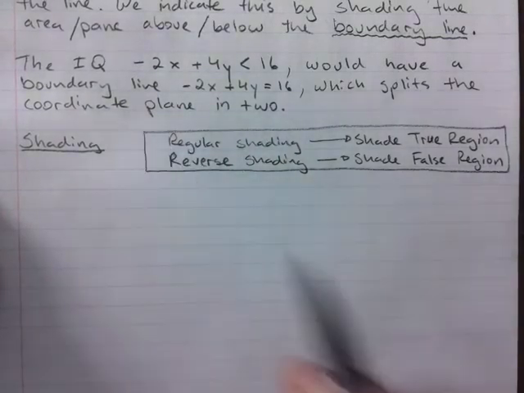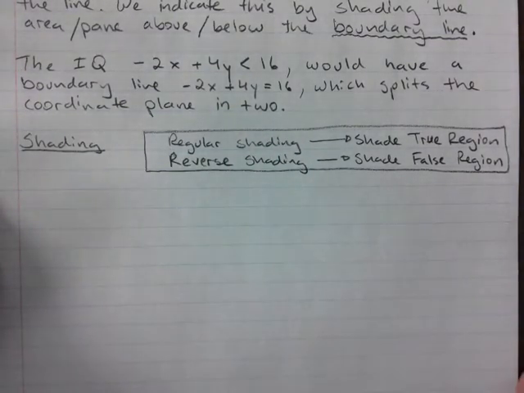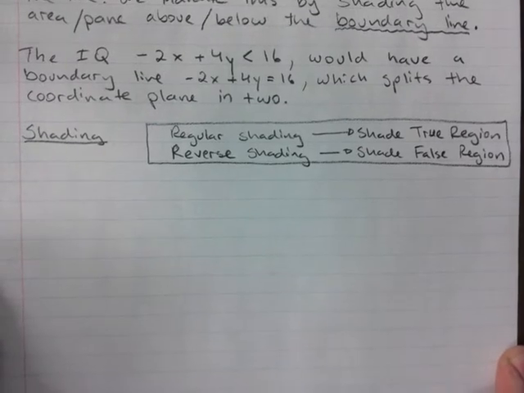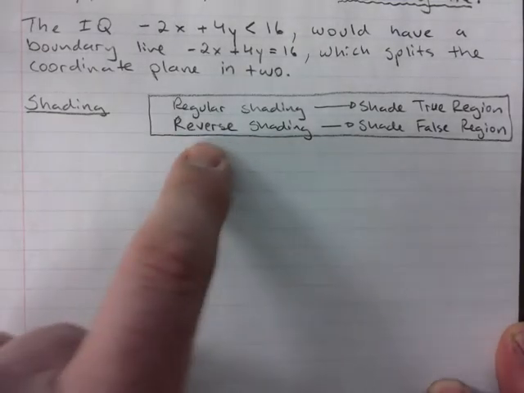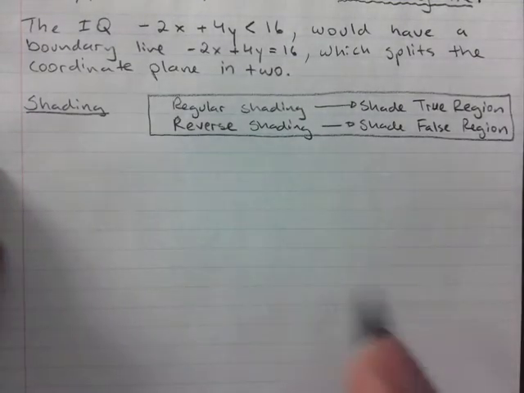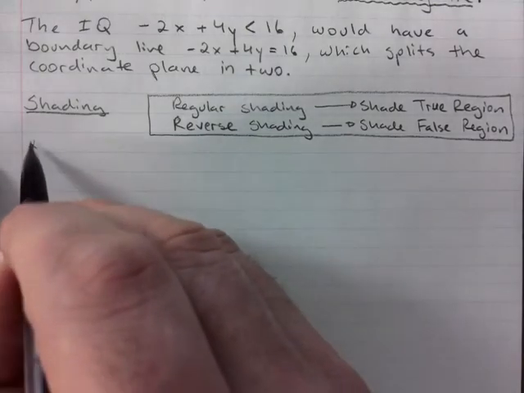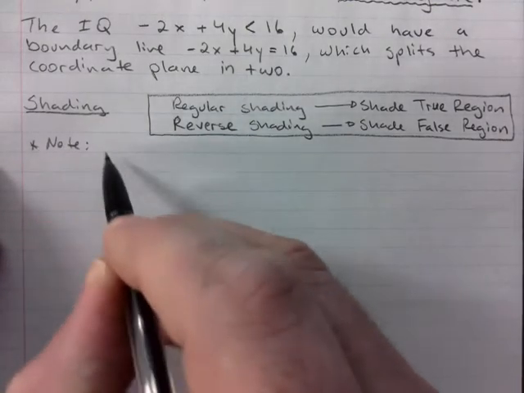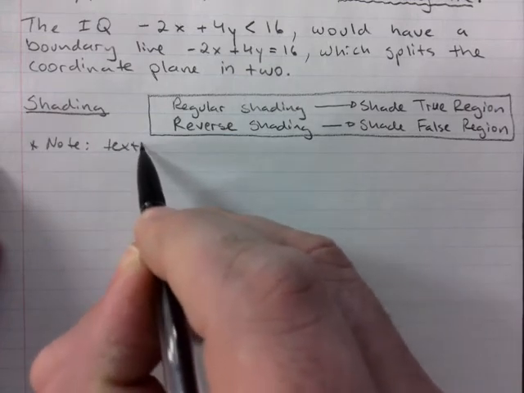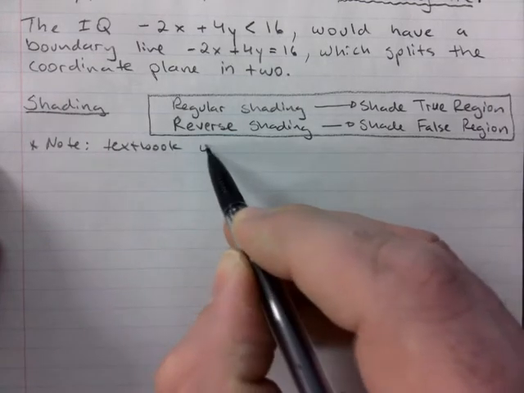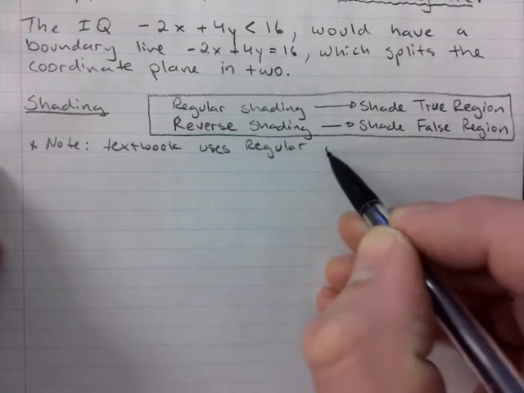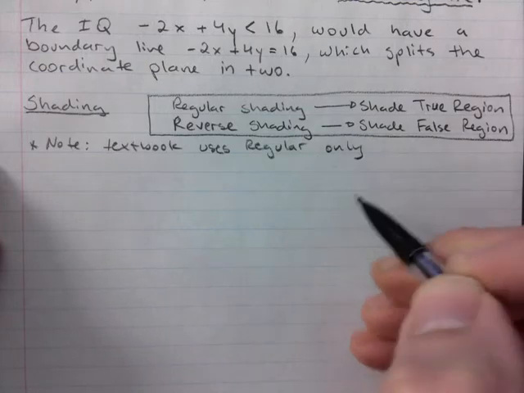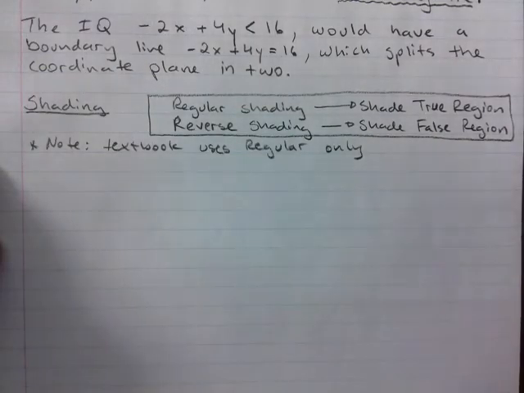I usually tell you what kind of shading to use, but you will notice that it doesn't really affect the ultimate outcome. It's just easier to see your solution region when you use reverse shading, especially when you're doing systems. I will put a note here. The textbook uses regular only, but it will not make your answer wrong, and you'll see why.